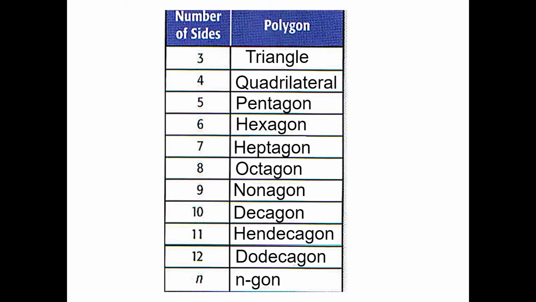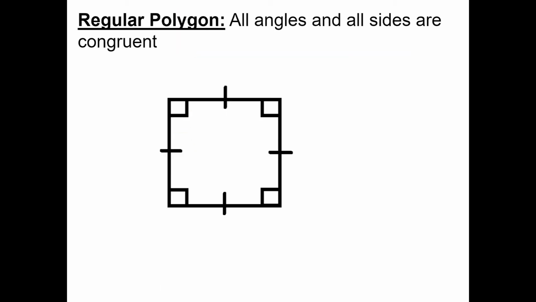The last way we're going to classify polygons is according to regularity. So a regular polygon, this is just a polygon where all angles are congruent and all sides are congruent. So the classic example of a regular polygon is a square. Every side is the same length, all of the angles are 90 degrees. And there are all types of regular polygons.